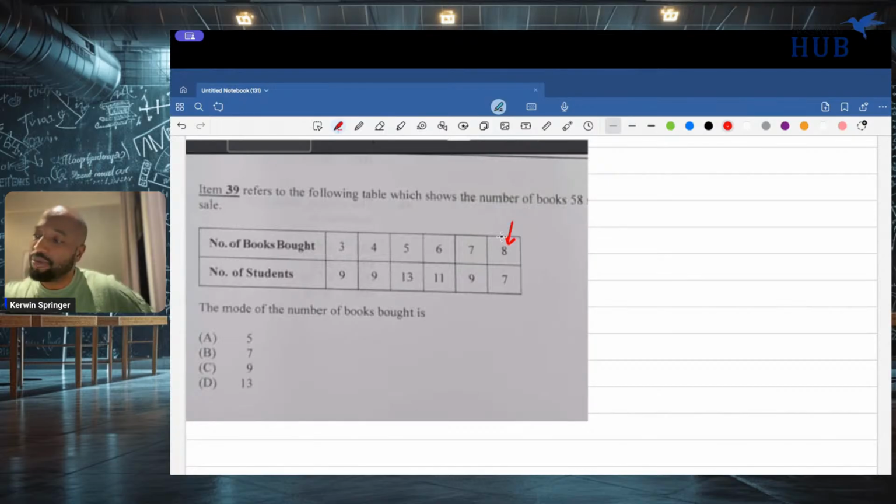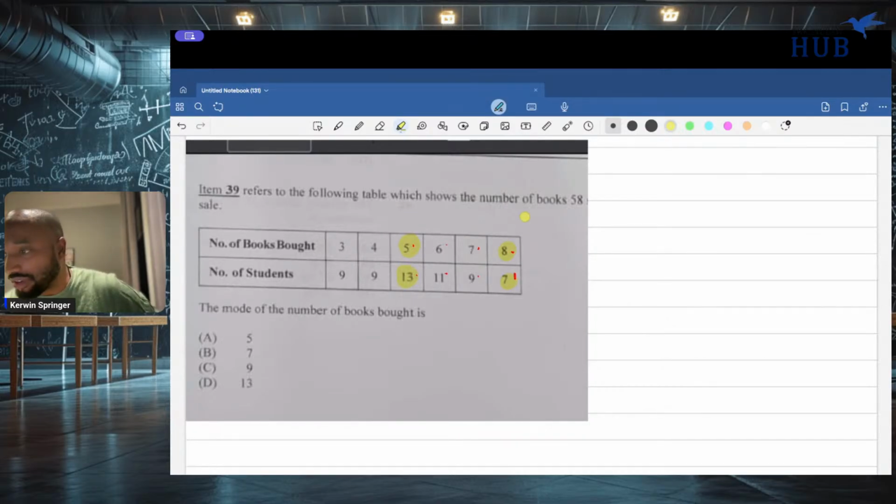This is how many students buy whatever books. 7 students buy 8 books. 9 students buy 7 books. 11 students buy 6 books. 13 students buy 5 books. So it has real options for mode here. You can pick 5, you can pick 13, you can pick 8, you can pick 7. Which one do you think it is?